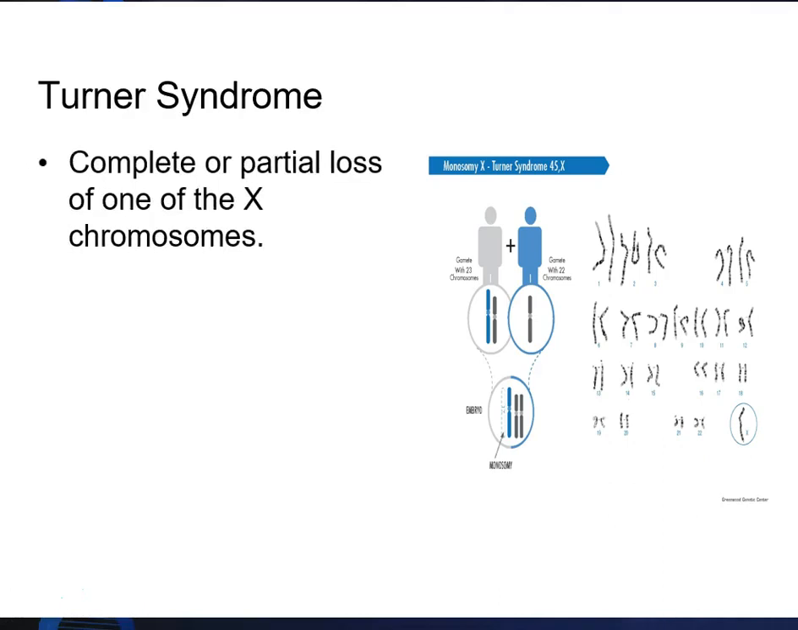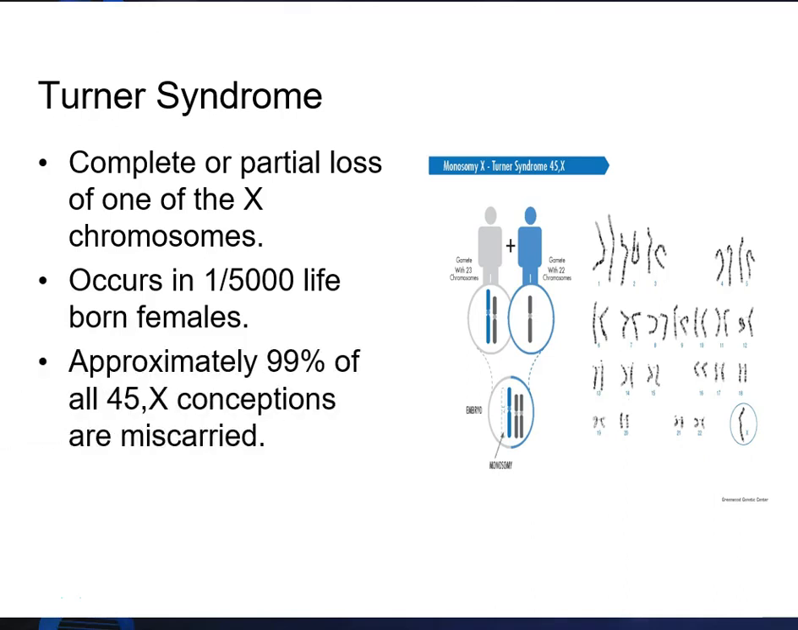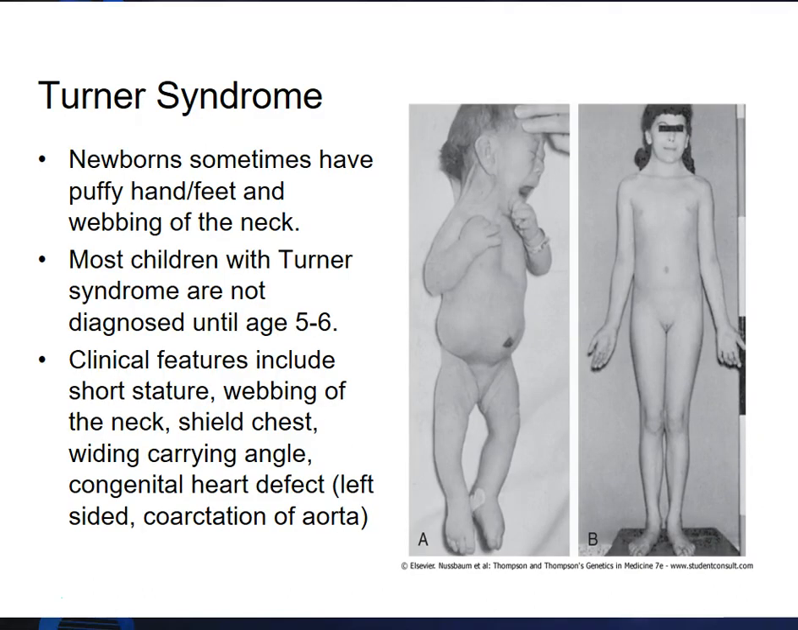They have infertility with streaked gonads, but normal intelligence. Turner syndrome, complete or partial loss of the X chromosome, occurs in 1 in 5,000 females. However, it's one of the most common causes of pregnancy loss. 99% are miscarried. Either the mother or father could not give a sex chromosome. Newborns sometimes have specific findings such as puffy hands and puffy feet and webbing of the neck.